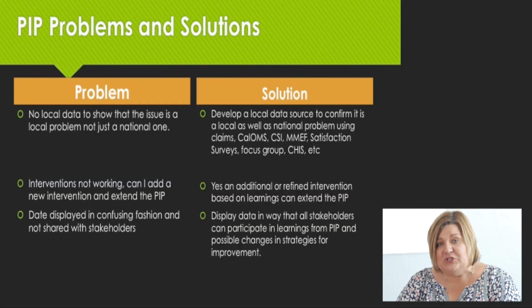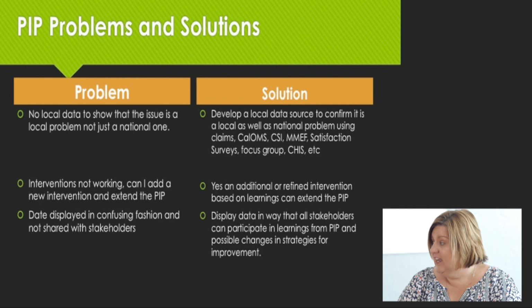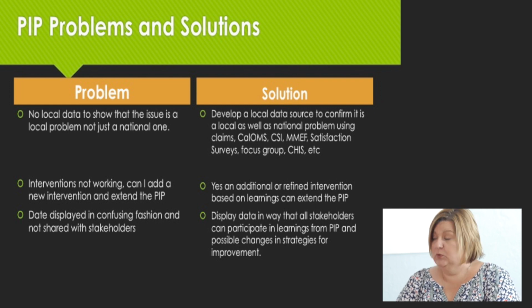Okay, so now let's talk about some specific PIP problems and what some solutions might be for those problems. We've touched on this a bit, in the idea of what some common mistakes are: you don't have local data. So let's look at that problem and talk about what a solution can be. If there is no local data to show that an issue is a local problem, not just a national problem, what should we do? Because we know this is a problem for us.